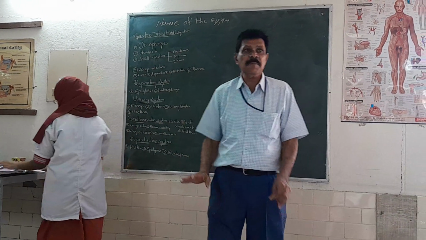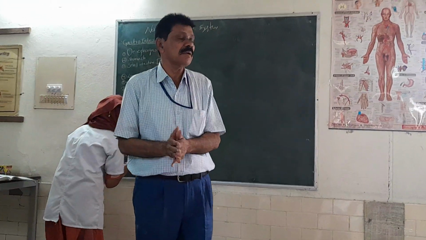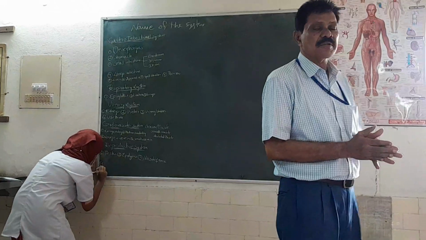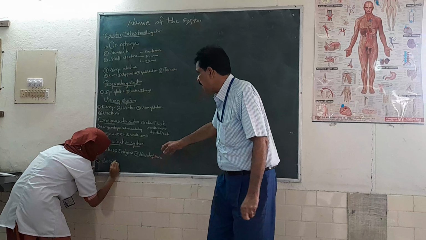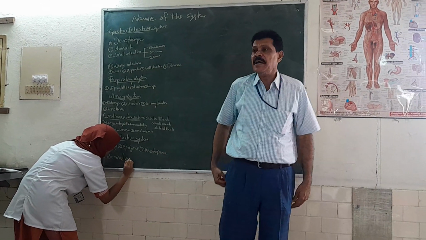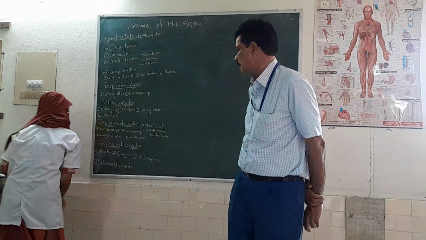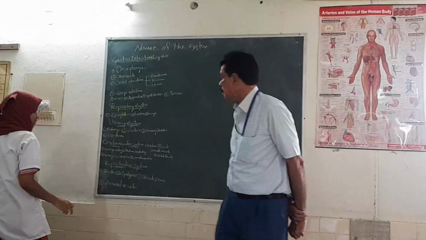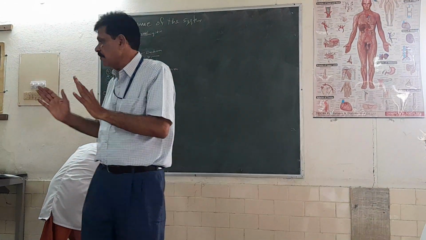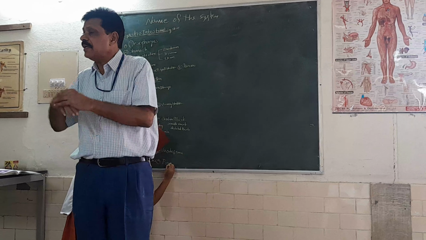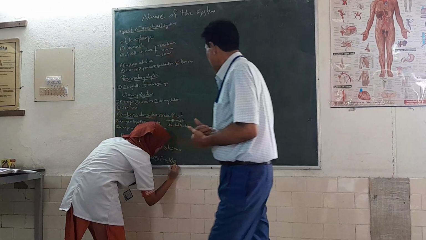Reproductive system. The reproductive system is divided into two: one is the male reproductive system, the other is the female reproductive system. In the male reproductive system: testis, epididymis, vas deferens, and prostate also. Right, prostate, very good. Like that, you have to answer voluntarily. Prostate is also there. Any slide I missed? You tell me.